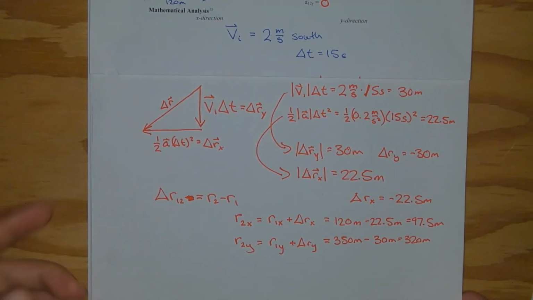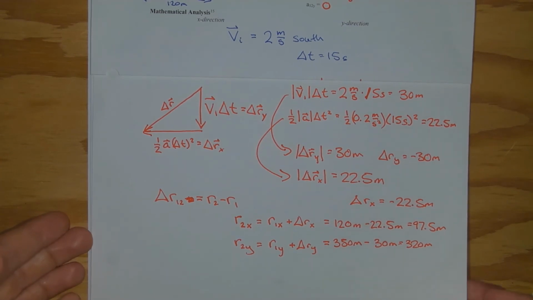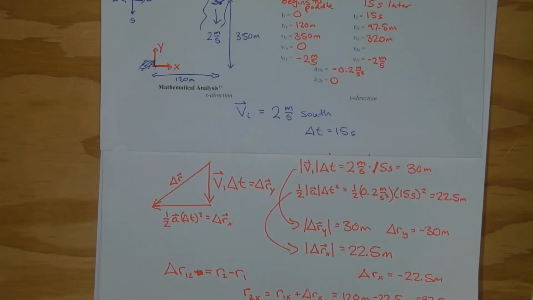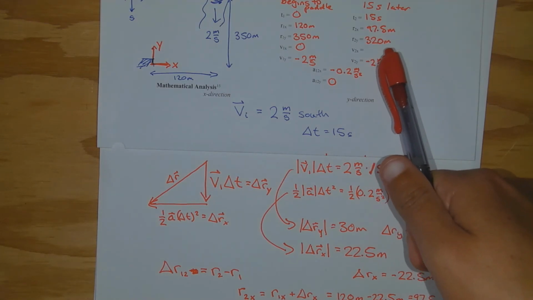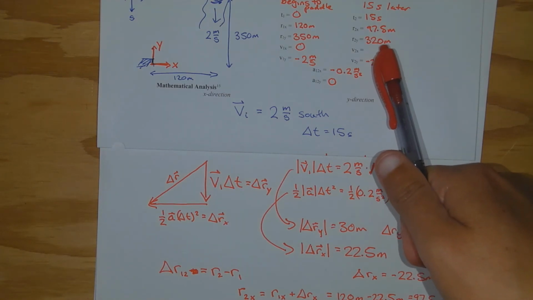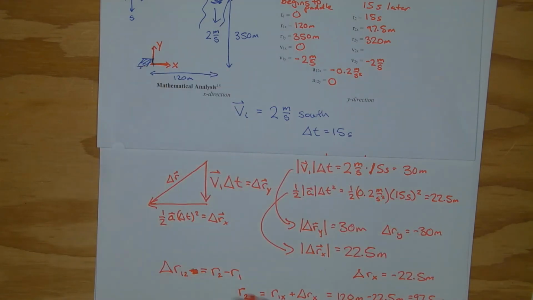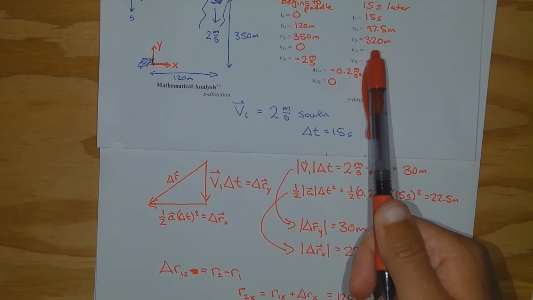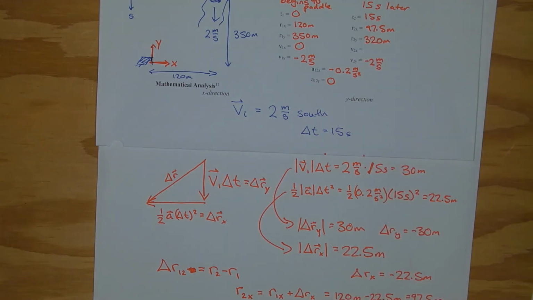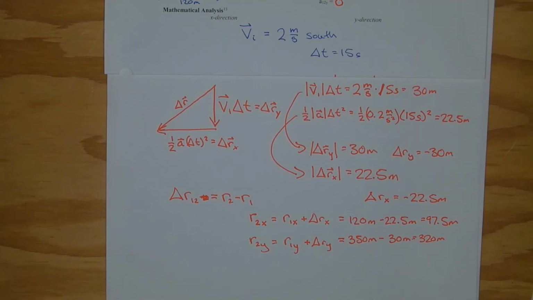What is useful about putting the origin at the location of the tent is that now my table tells me where his final position is in relation to his campsite. So to get back to his campsite, he still has to go 97.5 meters to the west and 320 meters south.